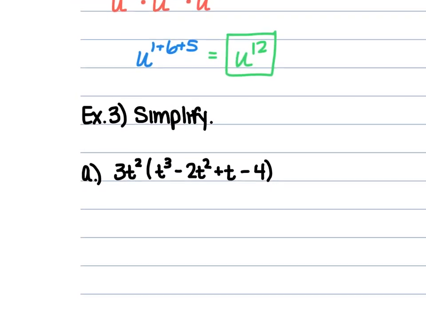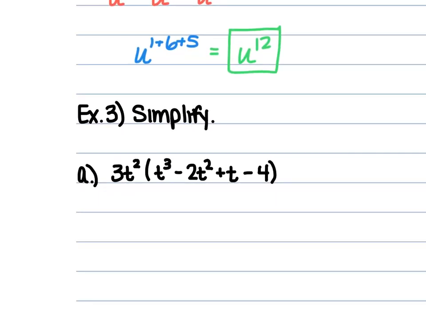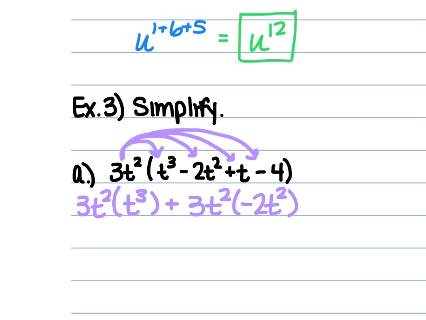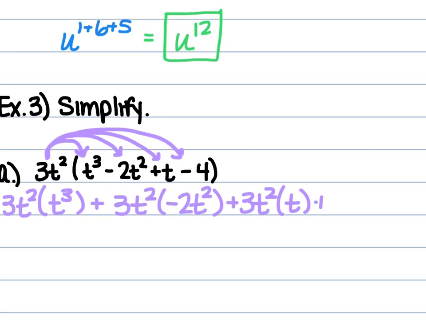For example 3, we are distributing. When we are distributing this, we are literally taking everything and multiplying it. So we're applying all of our rules here. So for A, we have 3t squared times t cubed minus 2t squared plus t minus 4. So we're literally going to do 3t squared times t cubed, plus, because that 3t squared is positive, 3t squared times negative 2t squared, plus 3t squared times t, and then plus 3t squared times negative 4.